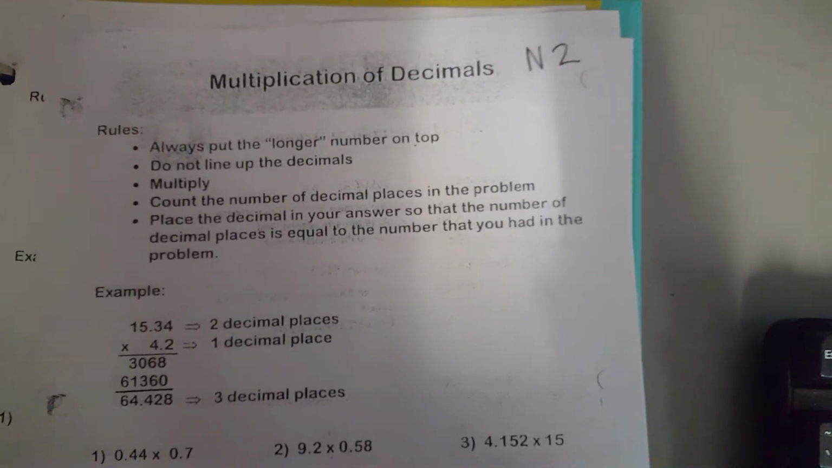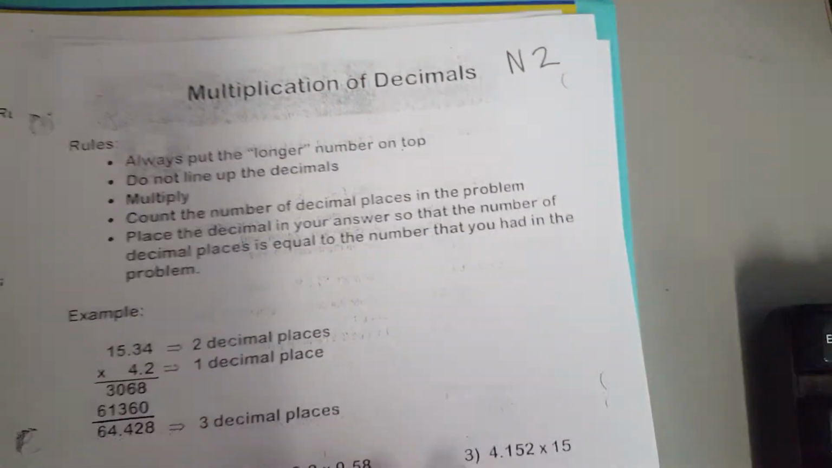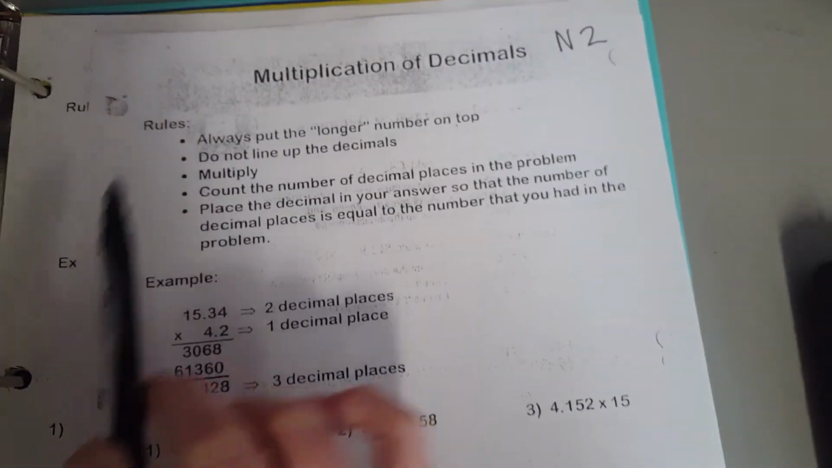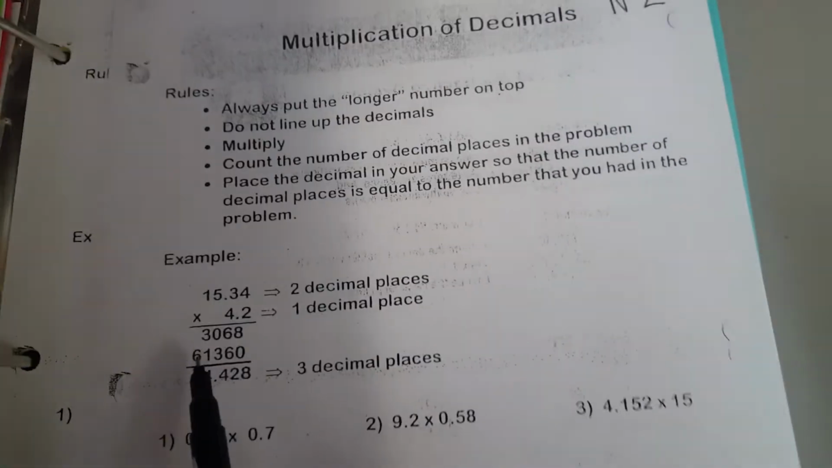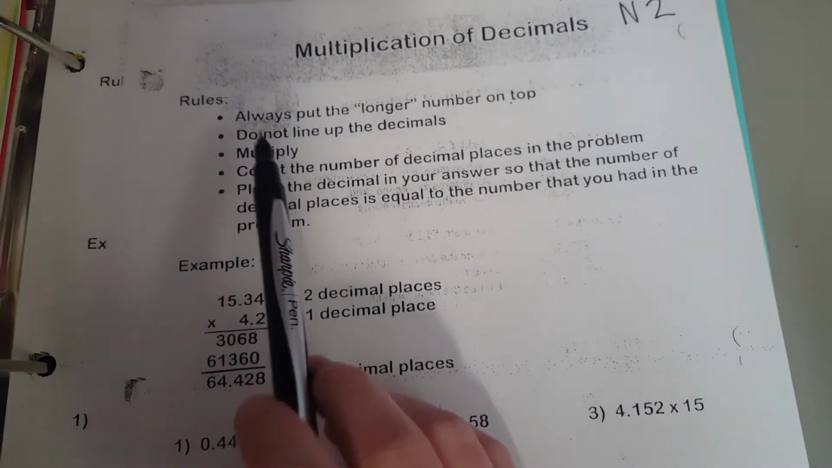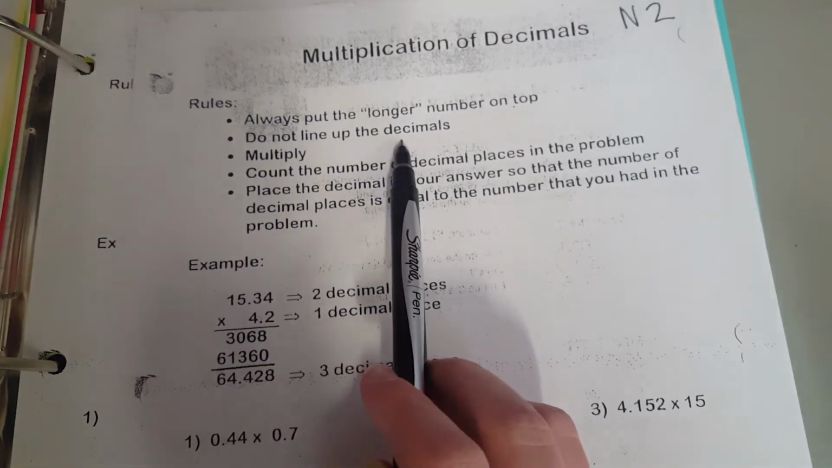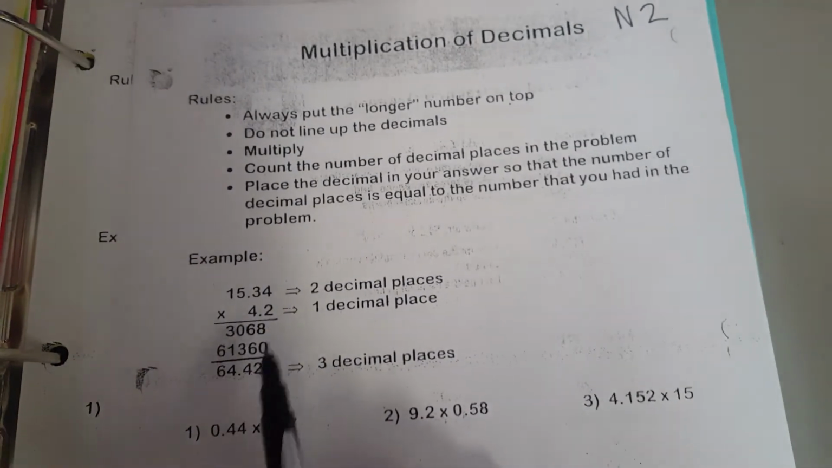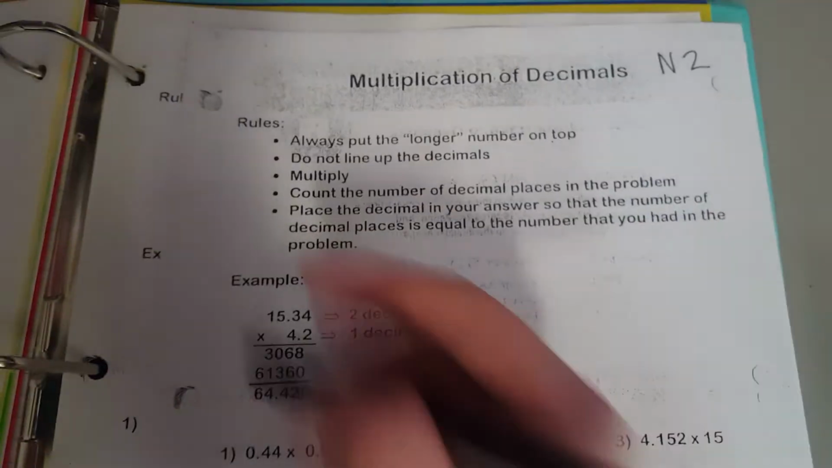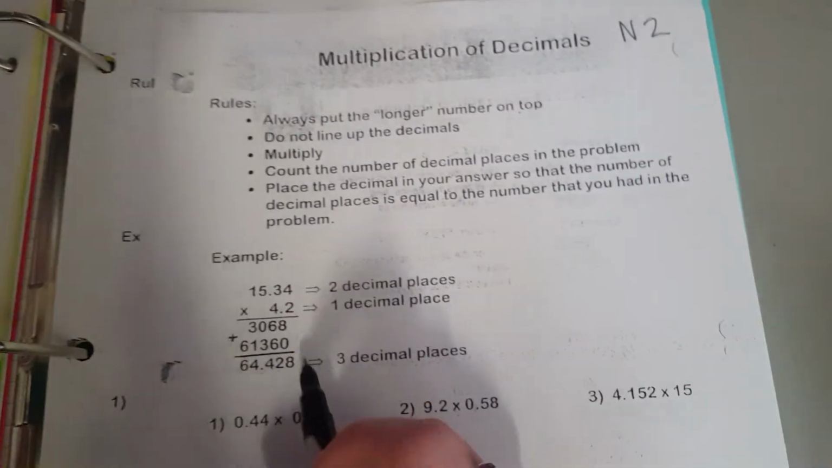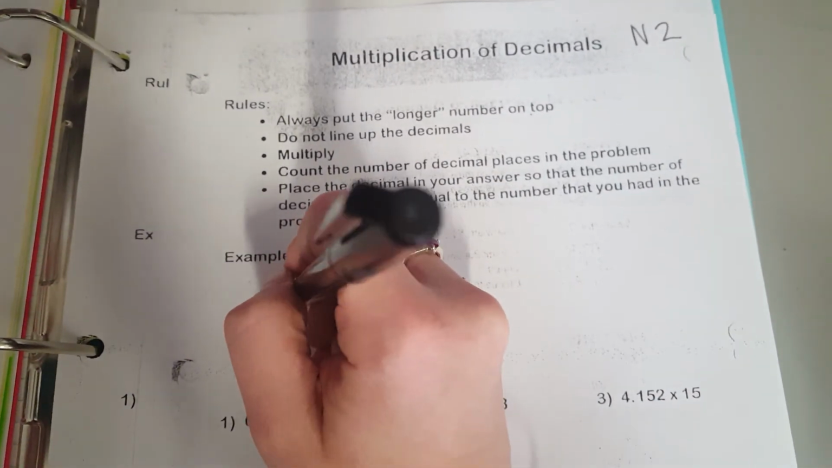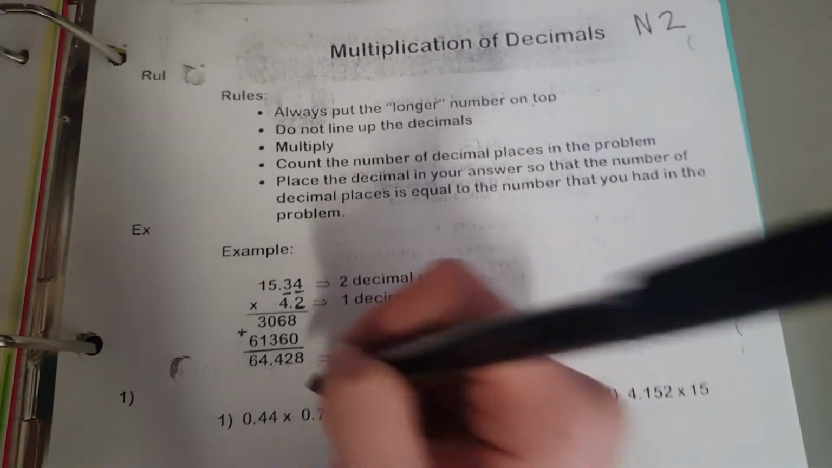So in your notes section, you have this paper, notes 2. Okay, and again, here are our rules, and here is an example. We're going to not line up our decimal, and we're going to ignore the decimals and multiply like normal. Add these together, and then we count our decimal places. 1, 2, 3.